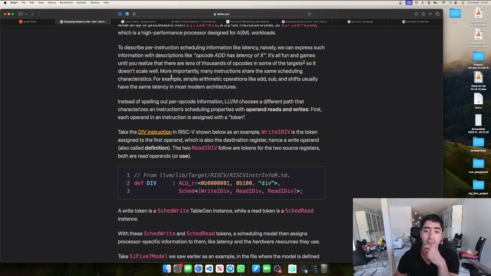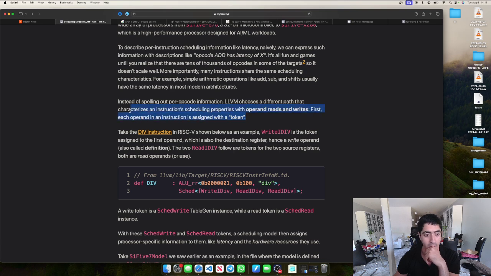More importantly, many instructions share the same scheduling characteristics. For example, simple arithmetic operations like add, sub, and shifts usually have the same latency in most modern architectures. Instead of spelling out per-opcode information, LLVM chooses a different path that characterizes an instruction's scheduling properties with operand reads and writes. First, each operand in an instruction is assigned a token.